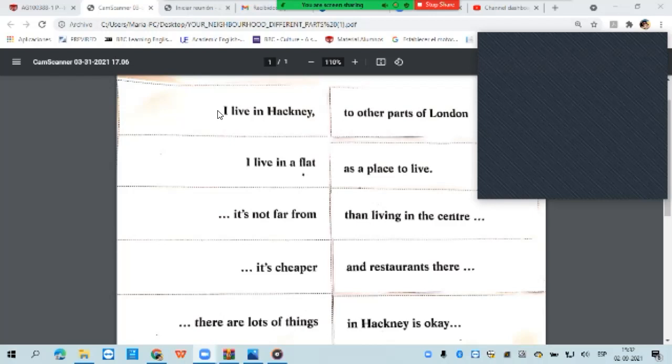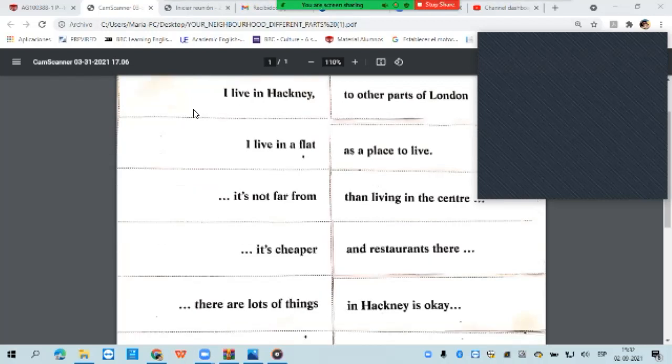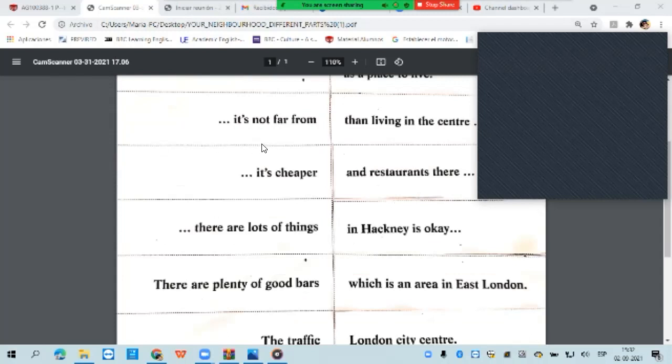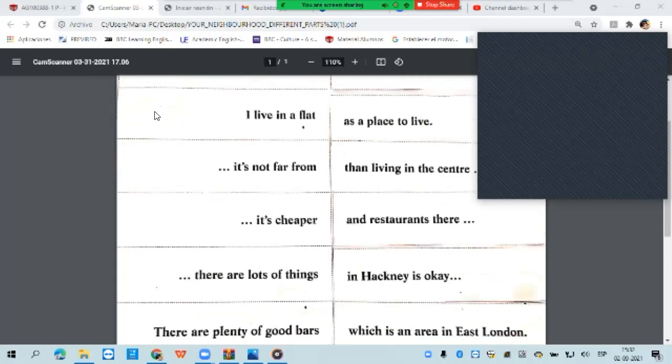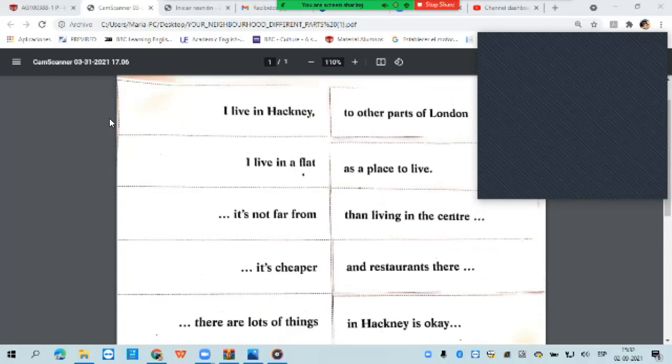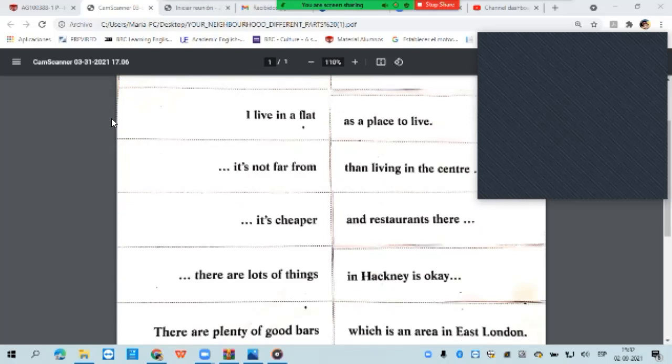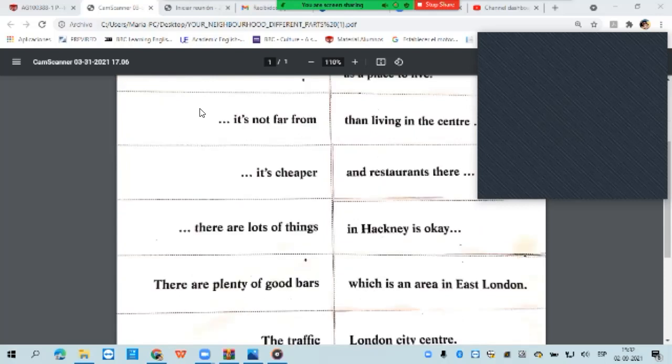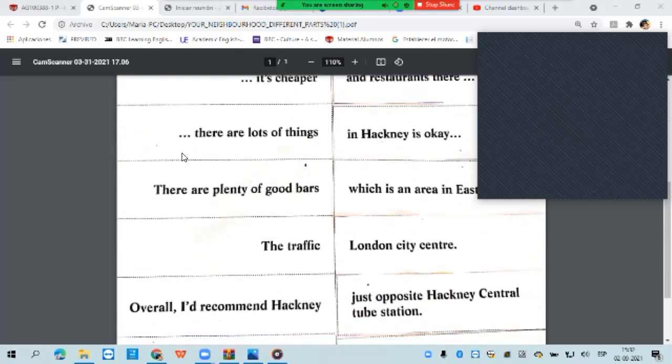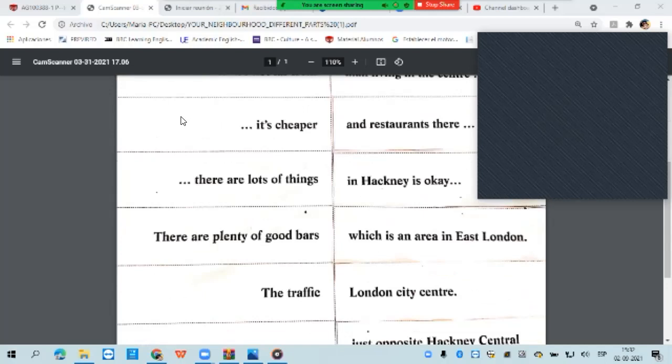Daniela. I live in Hackney, which is an area in East London. Okay, very good. I live in Hackney, which is an area in East London. Good. Let's see the second one. Martin. I live in a flat just opposite Hackney Central Tube Station. Exactly. Good. Very good. Let's see number 3.